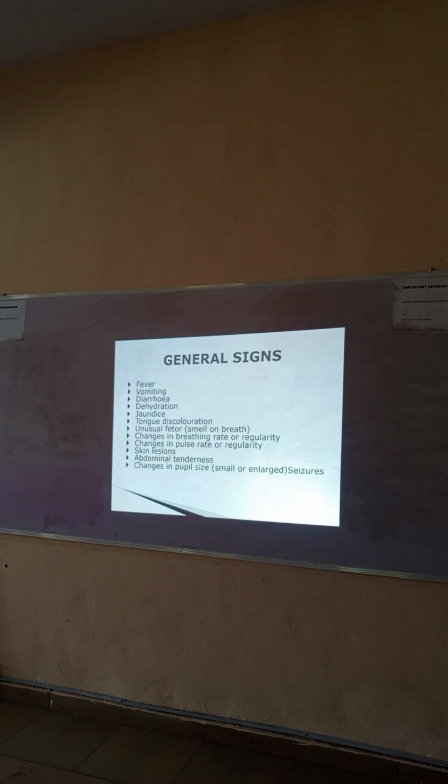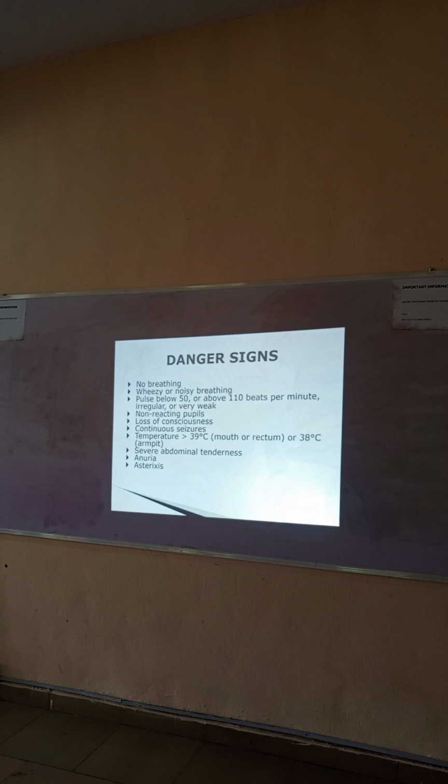So the general signs are what we would see as a physician when we are examining this kind of patient. Firstly, we can see fever, vomiting, diarrhea, dehydration, jaundice, discoloration of the tongue, unusual fetor, changes in breathing rates or irregularity in breathing, changes in pulse rate or irregularity in the pulse rate, skin lesions, abdominal tenderness, then change in the pupil size. So there's something we call danger sign.